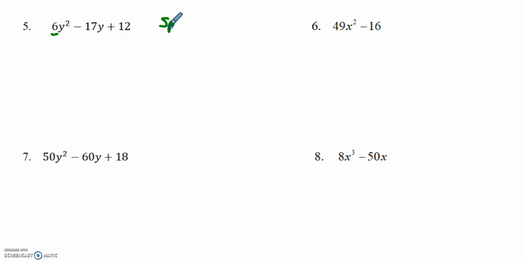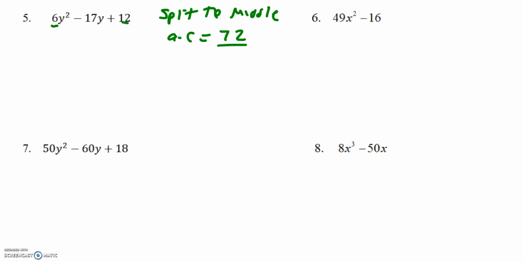So to start the split the middle term, the first thing we do is multiply the first and last term, or a times c. 6 times 12 is 72. So if I start to list my pairs, I have 1 times 72, 2 times 36, 3 times 24, 4 times 18, 5 doesn't go in, 6 times 12, and then 8 times 9.